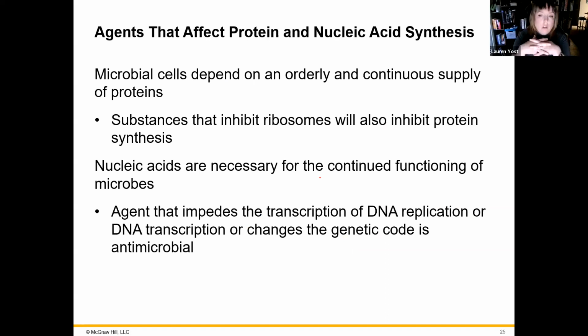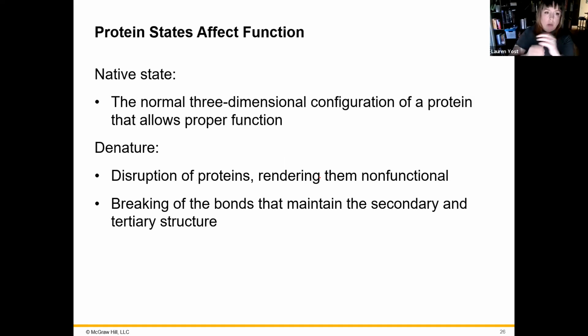Microbial cells depend on orderly and continuous supply of proteins, of course. So if we can inhibit all that, just like any other living cells, as well as inhibiting synthesis of DNA and RNA production, then the cell can't function and can't reproduce or anything like that. So that becomes a usable way of stopping the growth of these organisms as well.